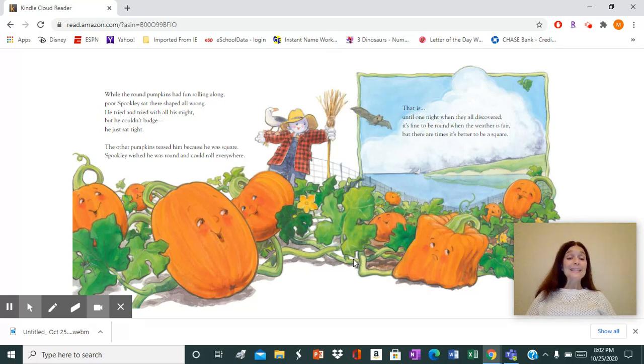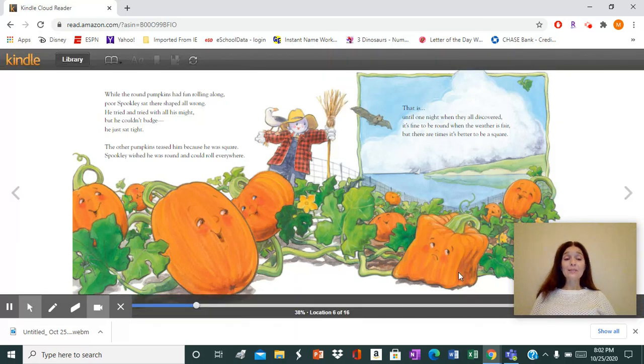The other pumpkins teased him because he was square. Spookley wished he was round and could roll everywhere. So now we know that Spookley is feeling sad. He's feeling sad because he can't roll with the other pumpkins, and they're teasing him or making fun of him for being different. It's not a very kind thing to do, and it's making Spookley feel sad.